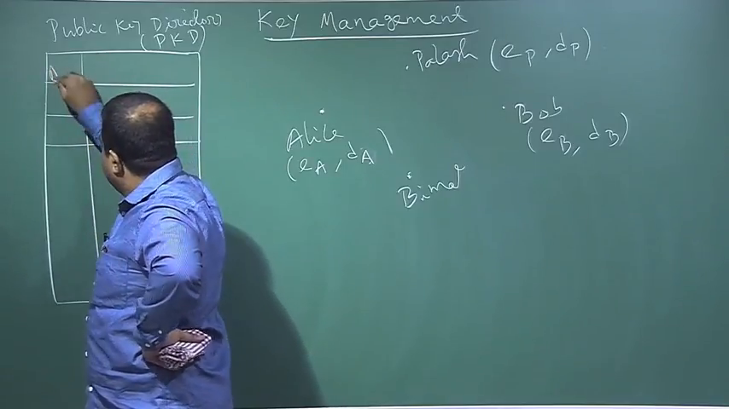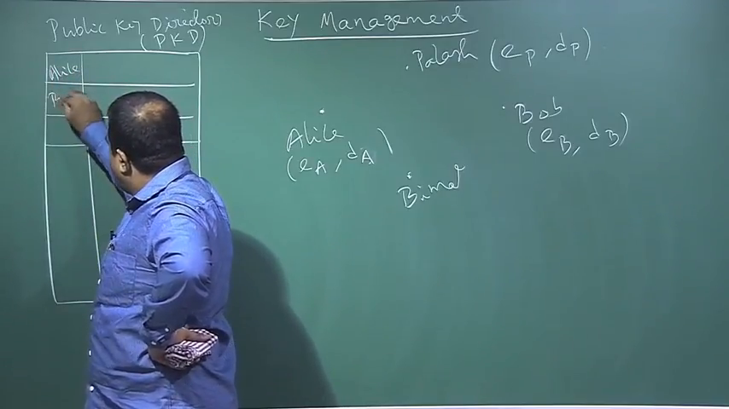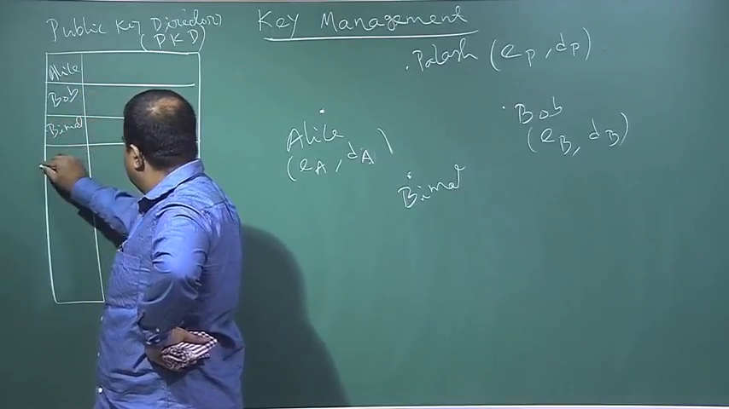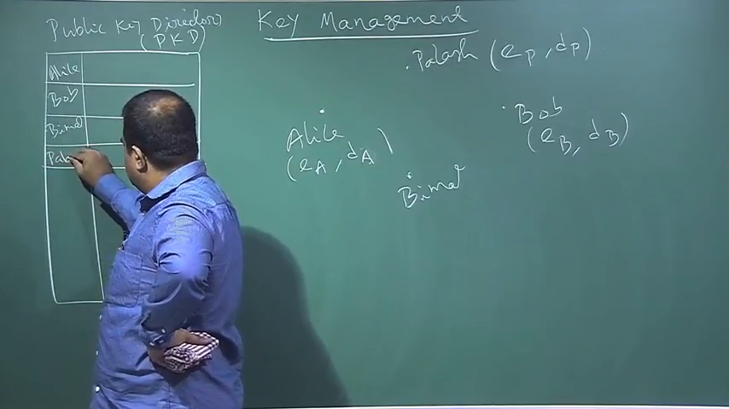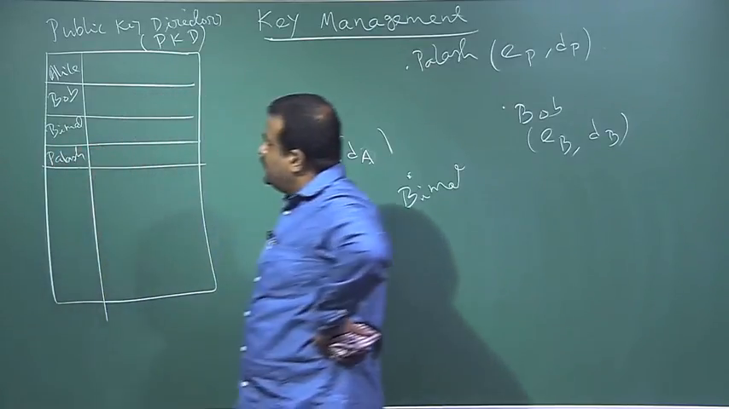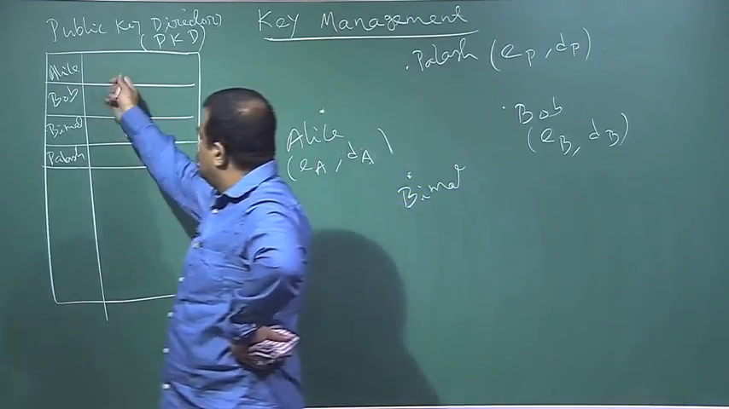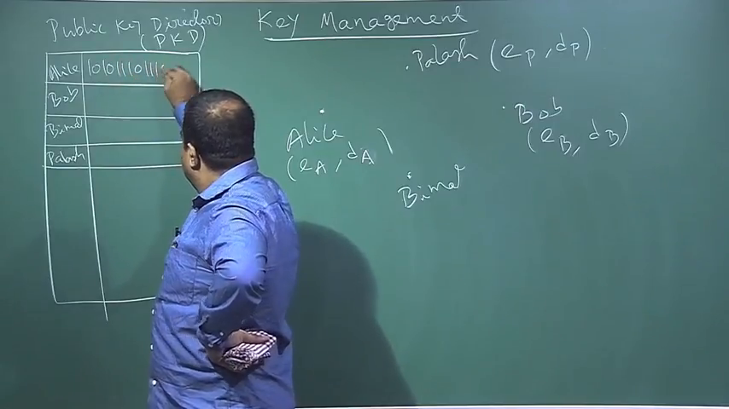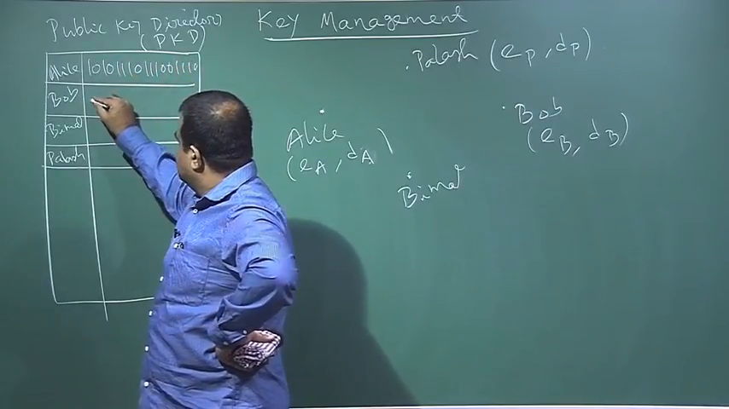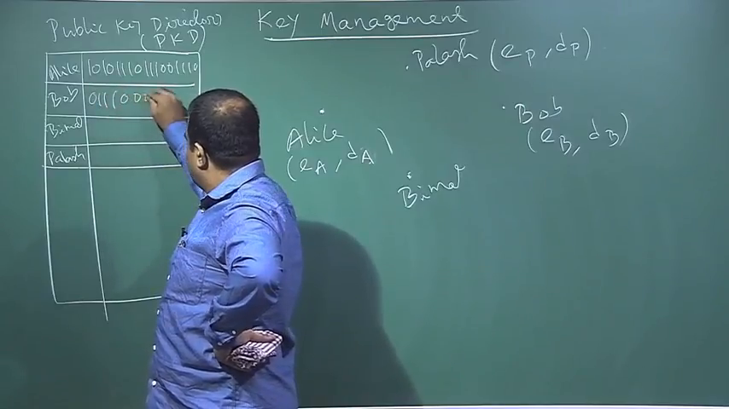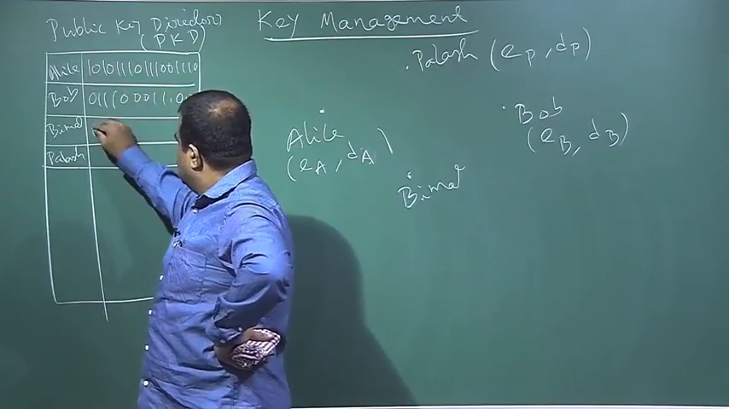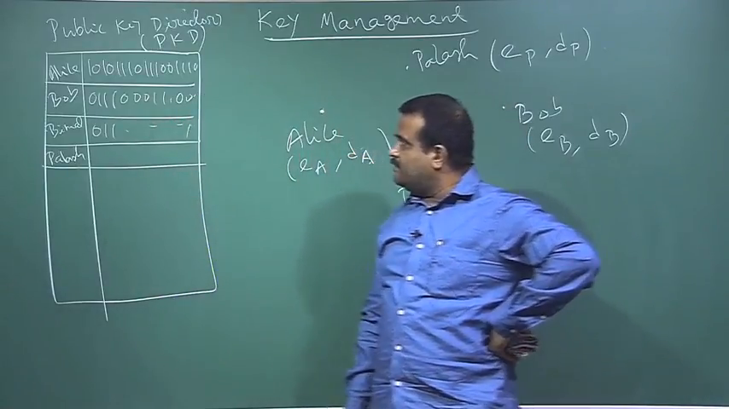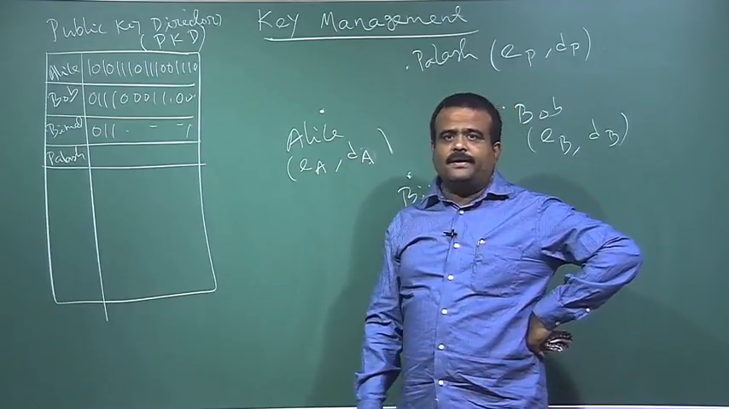So, Alice, Bob, Bimal, Palas, and once we have a public key, we will go to that directory and put that value there. Suppose this is the public key of Alice, suppose this is the public key of Bob, like this. So, we will maintain this directory, which is called PKD, public key directory.